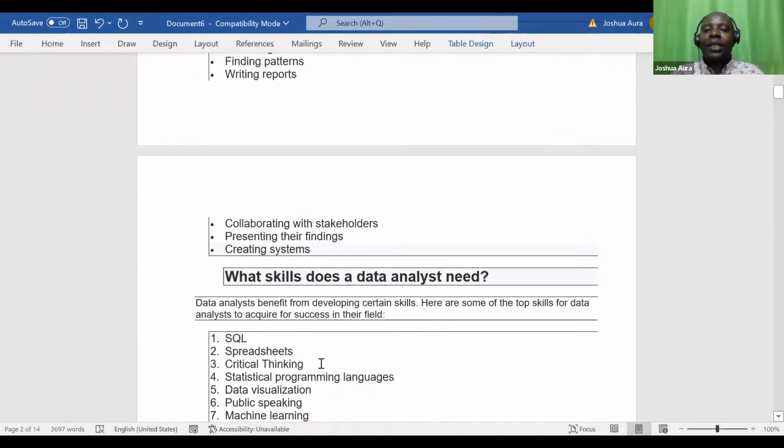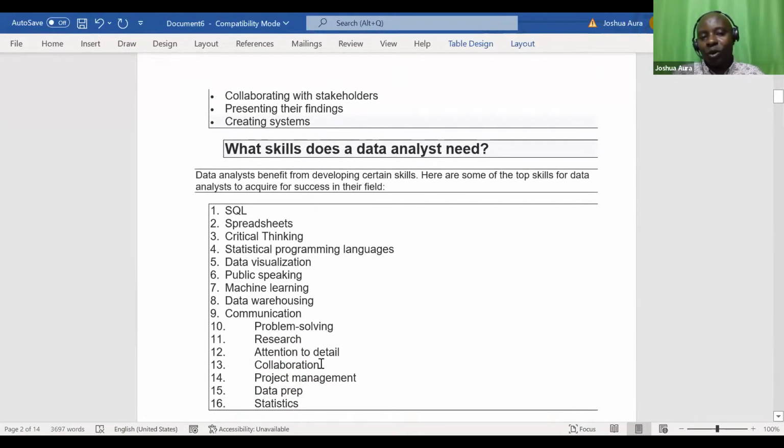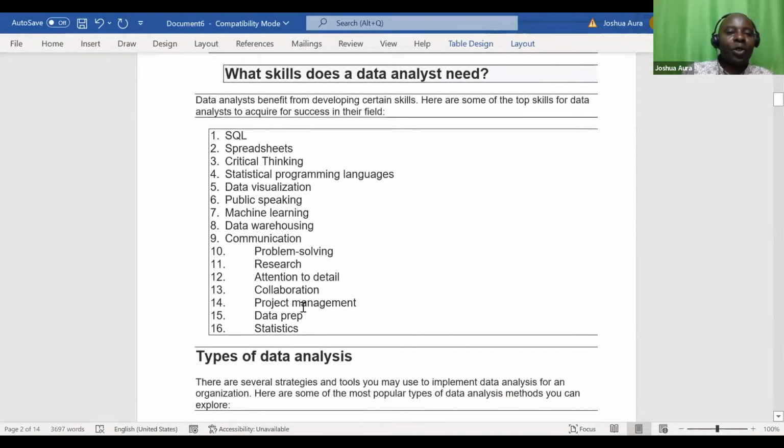So what skills do you need then as a data analyst? A data analyst, you need to be good in what we call MySQL, very important. MySQL, spreadsheets, critical thinking, you must be a great thinker, statistical programming languages, data visualization, you must be a good public speaker, you must be good in artificial intelligence, data storage, communication, pretty much similar to public speaking, problem solving, you must be a good researcher, attention to detail, collaboration.